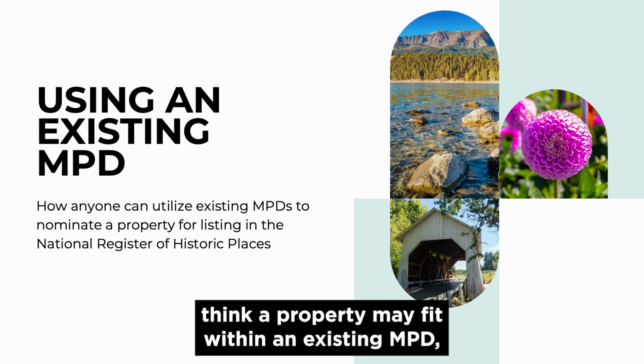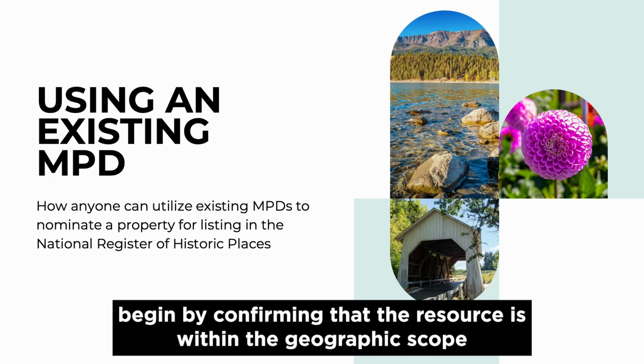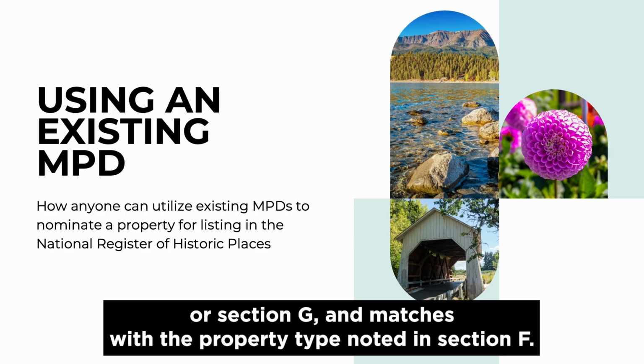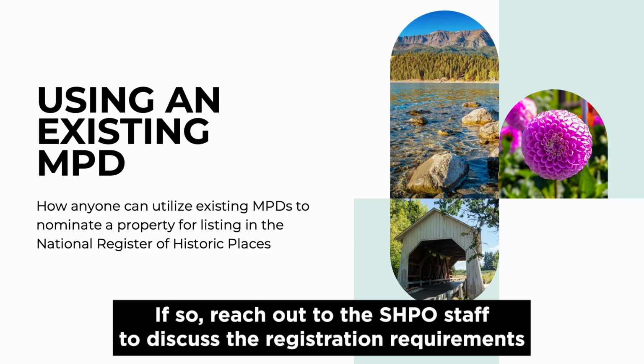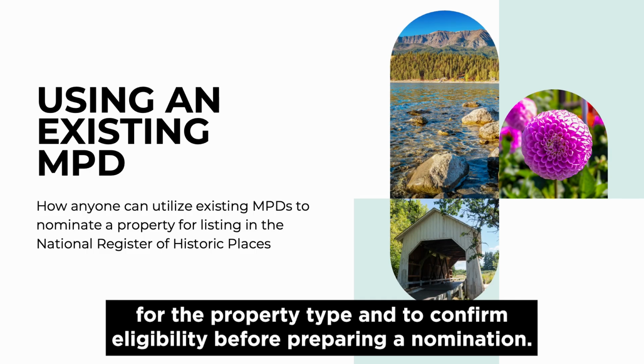If you think a property may fit within an existing MPD, begin by confirming that the resource is within the geographic scope, or Section G, and matches with a property type noted in Section F. If so, reach out to the SHPO staff to discuss the registration requirements for the property type and to confirm eligibility before preparing a nomination.